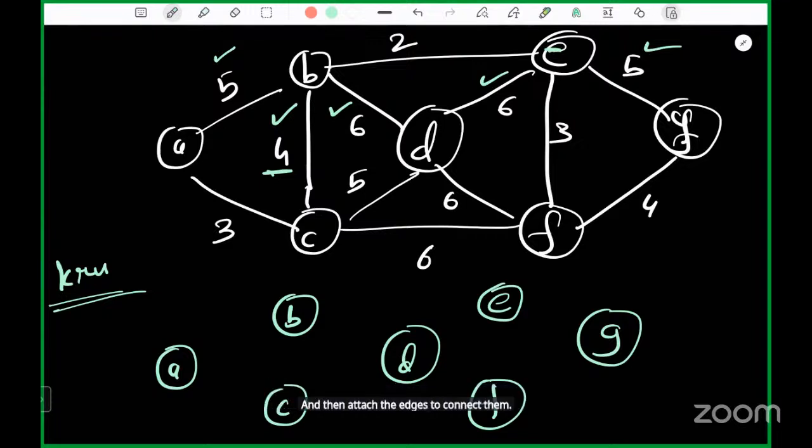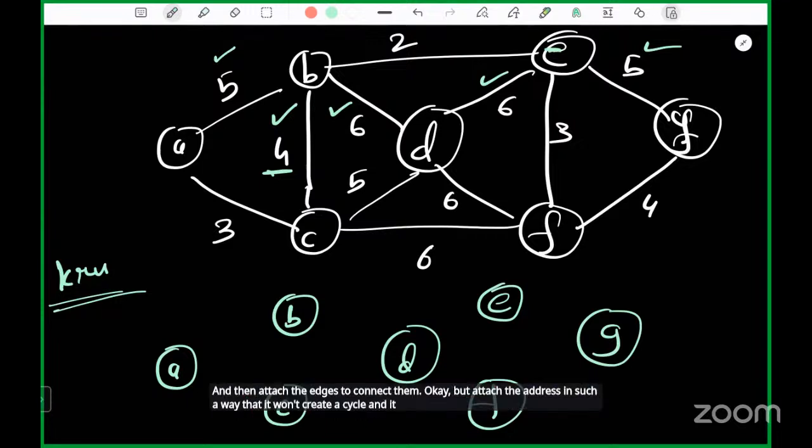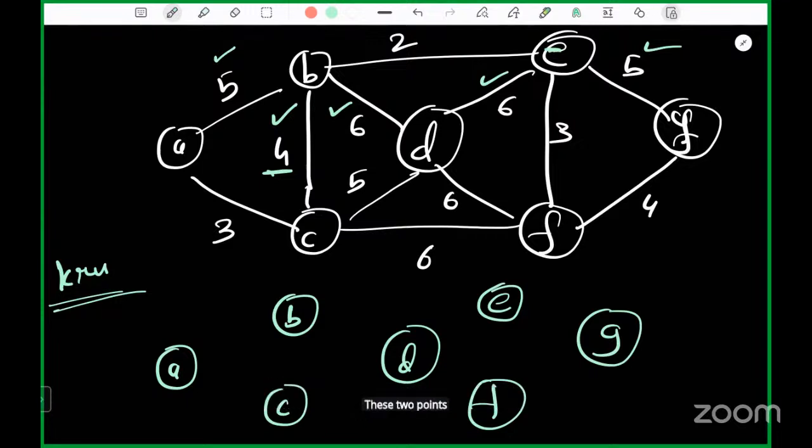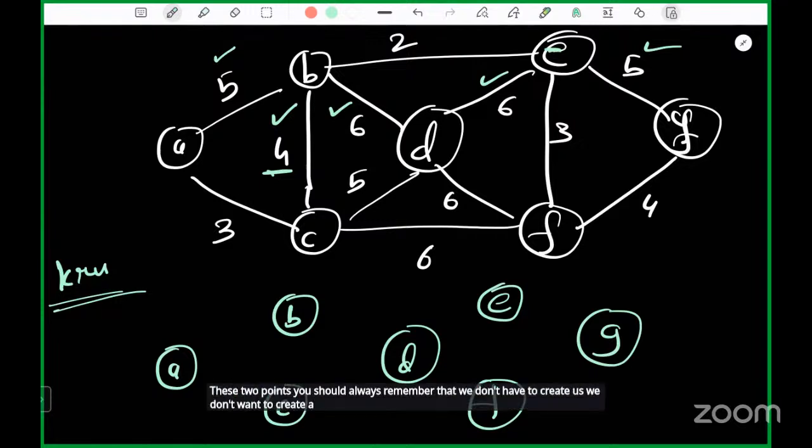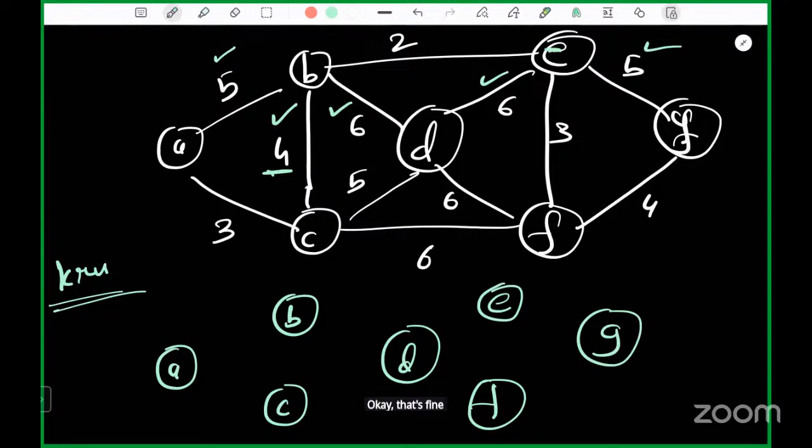Attach the edges in such a way that it won't create a cycle and it is of minimum cost. These two points you should always remember: we don't want to create a cycle, and the cost of each edge we consider should be minimum. Is that fine? Now here, can you guide me on what edges I should consider?